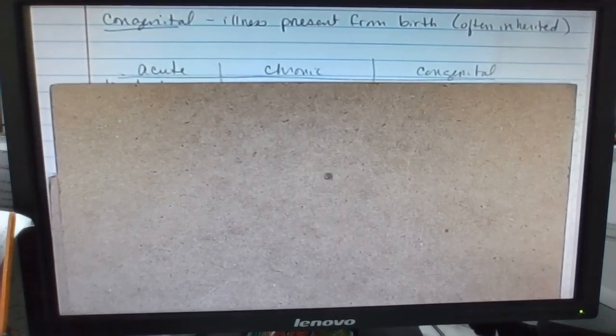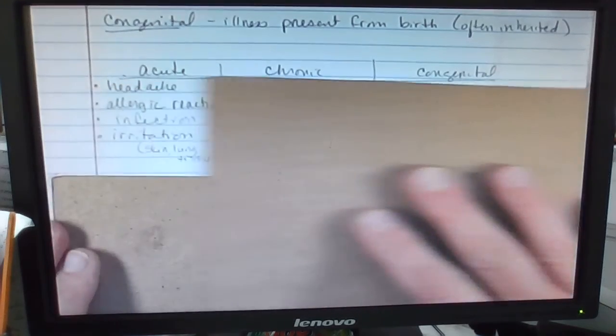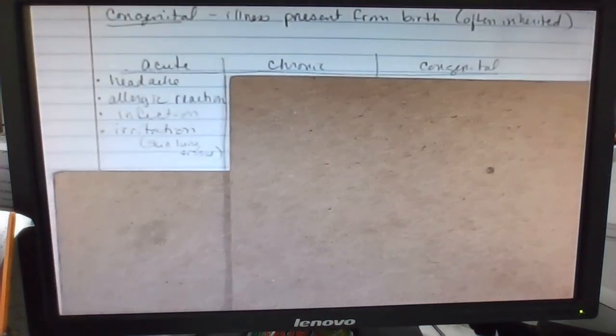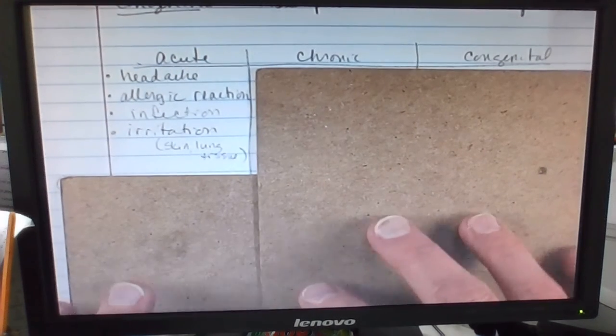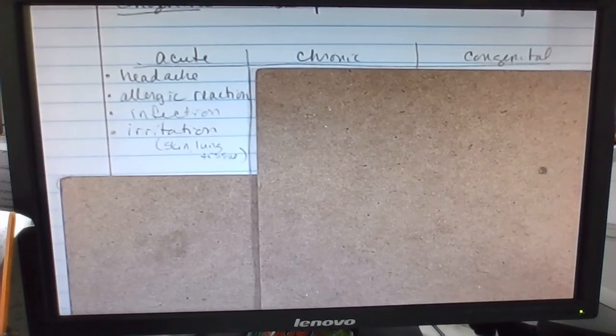Acute, short term, not necessarily lasting. So if you get a headache, that would probably be considered an acute issue. It's not going to take very long. Take some aspirin, or maybe you just need to hydrate and you're good to go. Allergic reaction. Generally speaking, allergic reactions, if you take some allergy medicine or just stop rubbing yourself with poison ivy, then you're probably going to be okay.